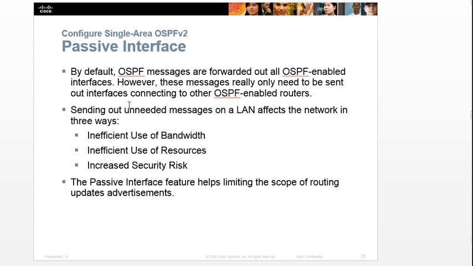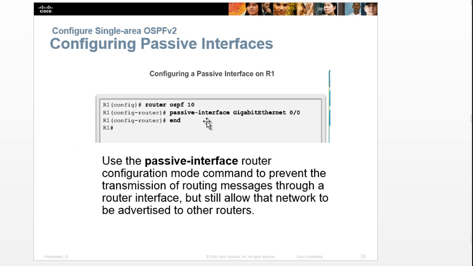Turning it off helps with the inefficient use of bandwidth and resources. And it helps with security risk because you know your router advertisements aren't going out anywhere they shouldn't be going out. So the passive interface feature is what helps you do that.